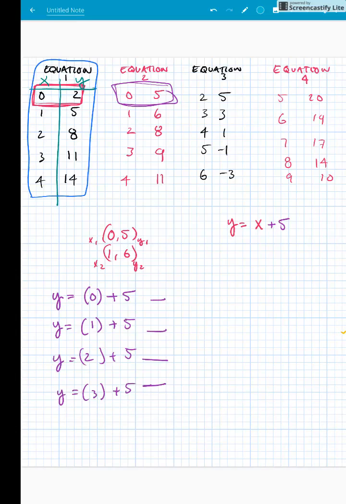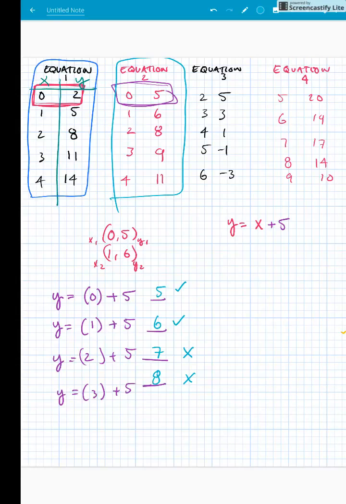All right, 0 plus 5 is 5. That one checks out. 1 plus 5 is 6. That checks out. 2 plus 5 is 7. Incorrect. Did we do something wrong? No, it just means this one here is not linear. Myth busted. You can do 3 and 4.